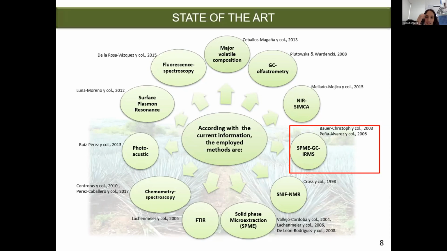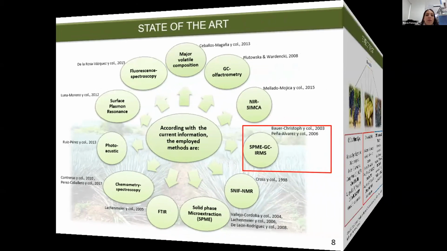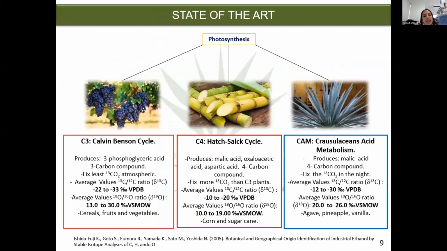This analytical technique gives us information about the photosynthesis of the three groups in nature. The C3, where you can find cereals, fruits, and vegetables, has average values of isotope carbon-13 between -20 to -33 parts per mil. For isotope oxygen-18, the values are between 13 to 30 parts per mil.